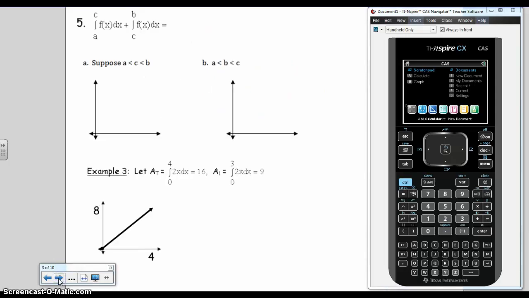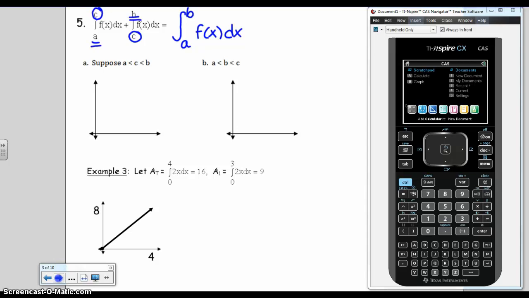Okay, and rule number 5 deals with combining two integrals together. So we're going from a to c and from c to b. So if we have the same number on the top of one integral and on the bottom of another integral, that's really just taking the area from a to b of f of x dx. So the starting value and the ending value.